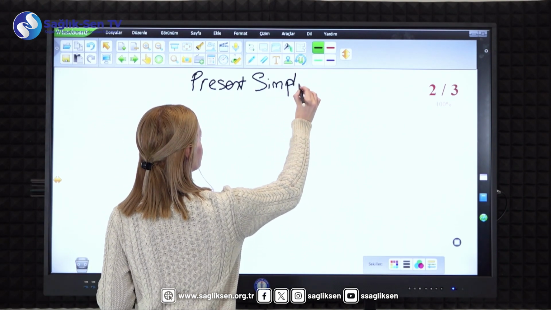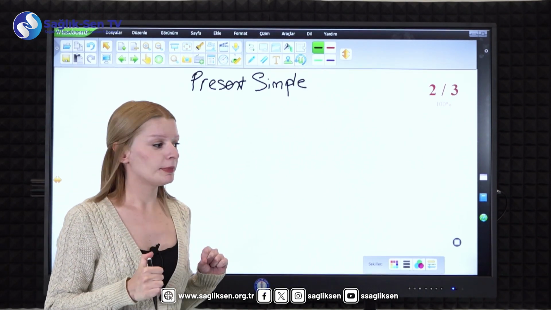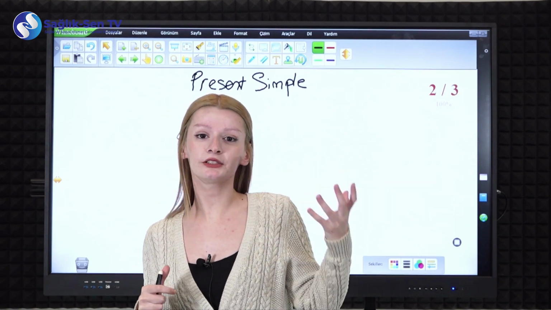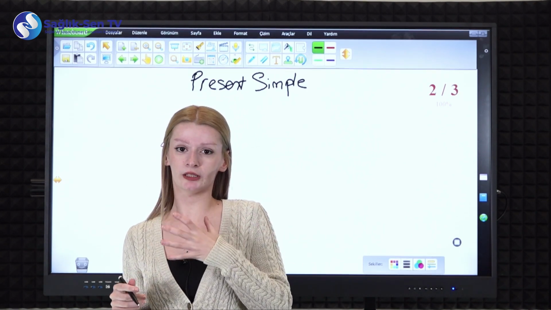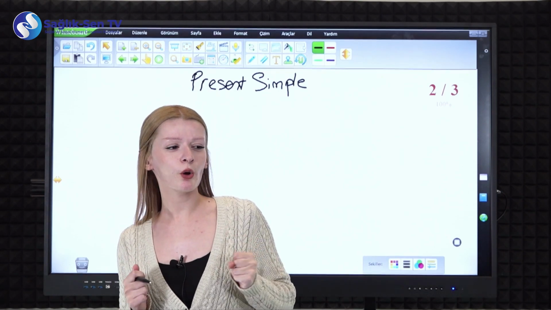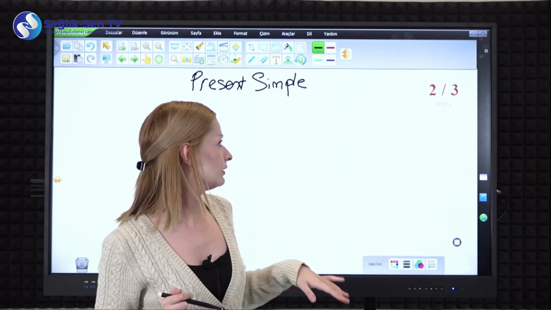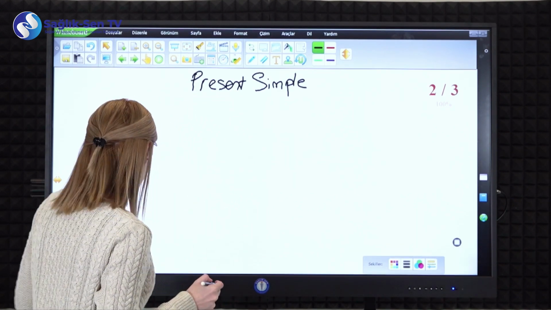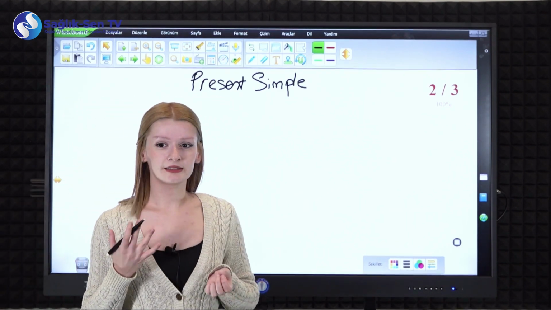Actually, you remember this tense from A2, but today we are going to look at the differences between present continuous and present simple tense. So let's remind ourselves present simple and present continuous briefly. Where do we use present simple?